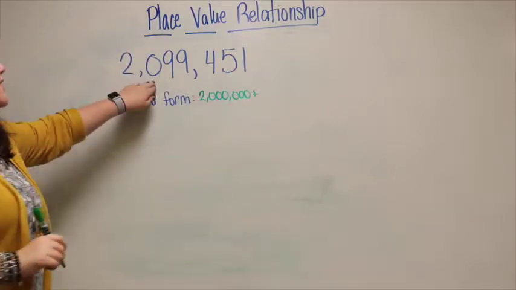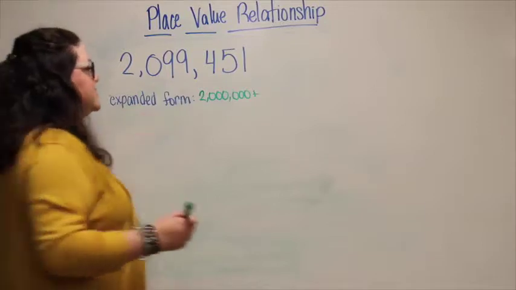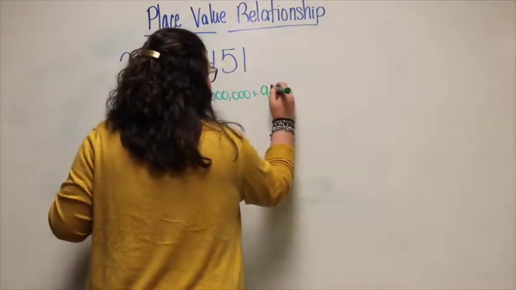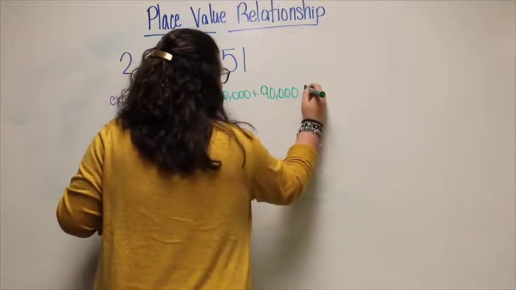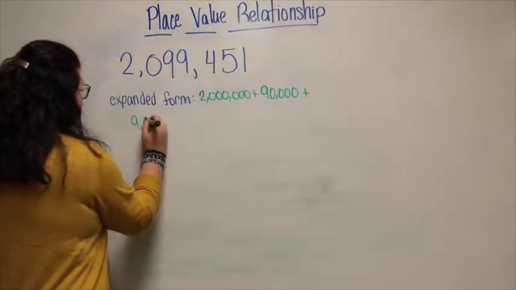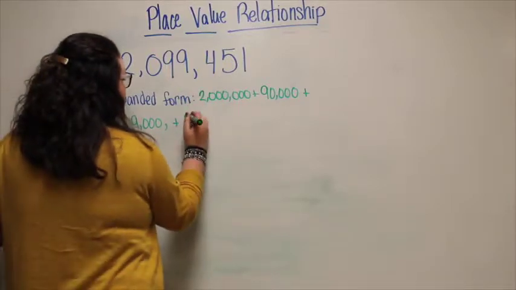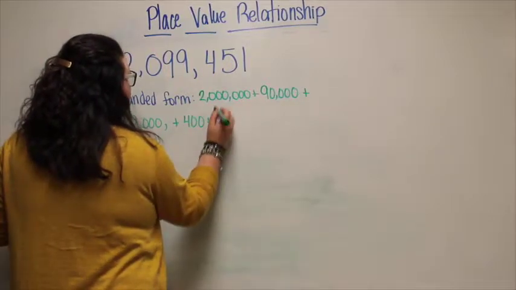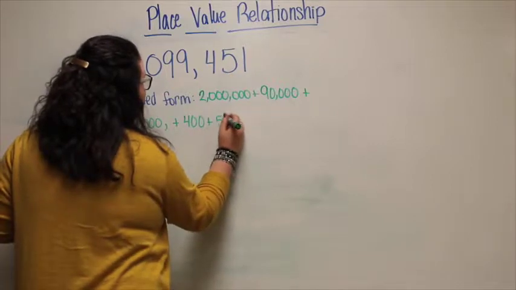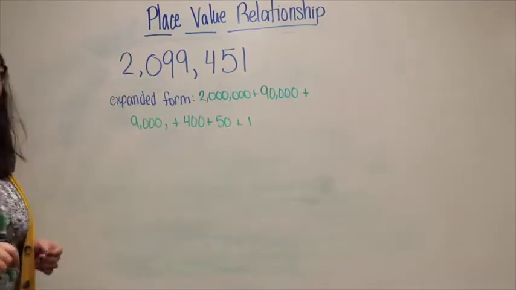plus, I don't have anything in this place value, so I can skip it. I have 90,000 plus 9,000 plus 400 plus 50 plus 1. So my number is now in expanded form.